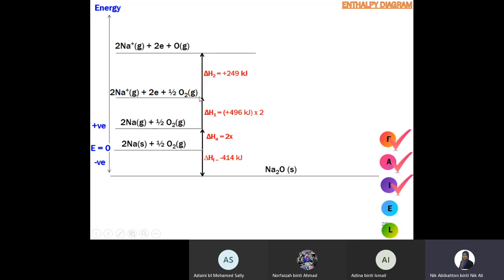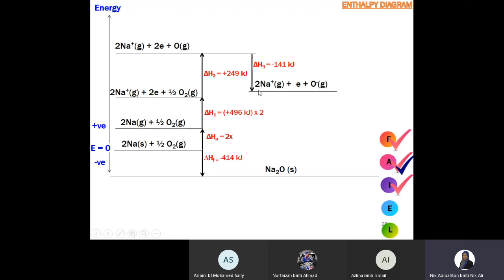Proceed to the enthalpy diagram. From the half oxygen will produce oxygen gas. This is enthalpy of atomization. So label the value of enthalpy number 2 equals to positive 249 kilojoule. There are no changes for the sodium part, just copy it back. Then, when we look at the value of the first electron affinity of oxygen, it is negative. So the arrow will be going down.